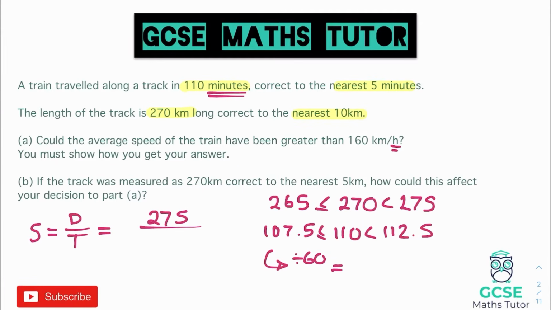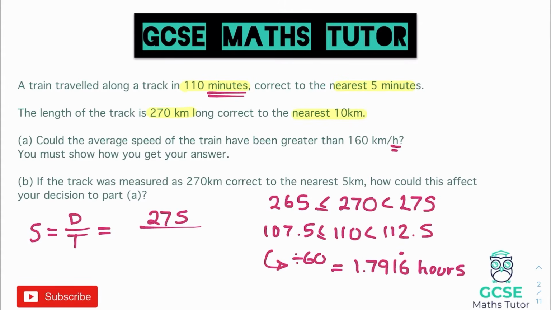So on the calculator, 107.5 divided by 60. And we get not the nicest of decimals. It is a fraction, but I'll write the decimal out. 1.7916, and it's a recurring 6 there. So that's our time in hours. Let's write that in there. And that is our lower bound, and that's what we want to divide by.